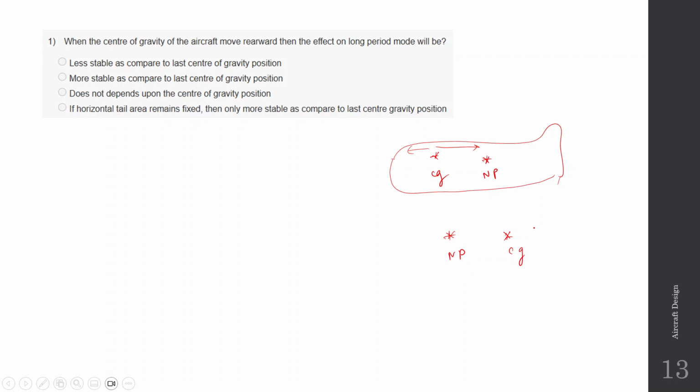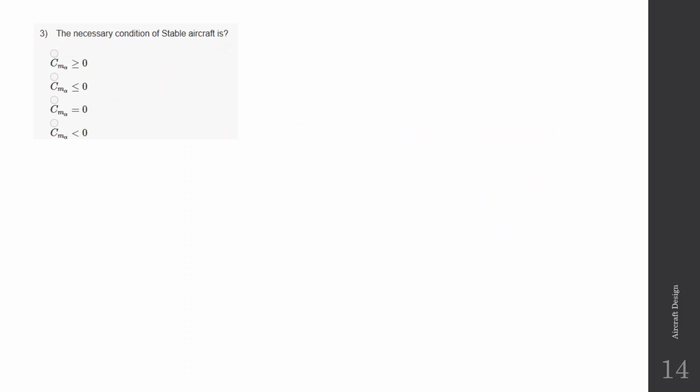The neutral point is like the weighted average of all the aerodynamic centers. So if you move the CG backward, then it becomes less stable, and if you move it forward, it becomes more stable. Therefore, in this question, it will be less stable. This is the next question.